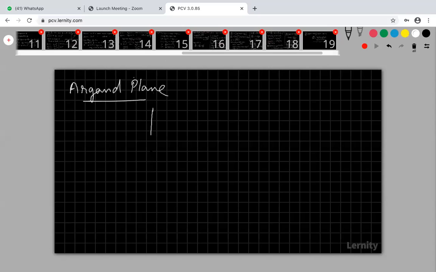What is our Argand plane? Representing complex numbers, right? So this is my x-axis, this is my y-axis, imaginary axis, and this is the real axis. Representing some complex number, suppose z equal to 2 plus 3i. So this is nothing but the point 2 comma 3. The complex number 2 plus 3i is represented in the Argand plane as the point 2 comma 3. 2 is on the real axis and 3 is on the imaginary axis.